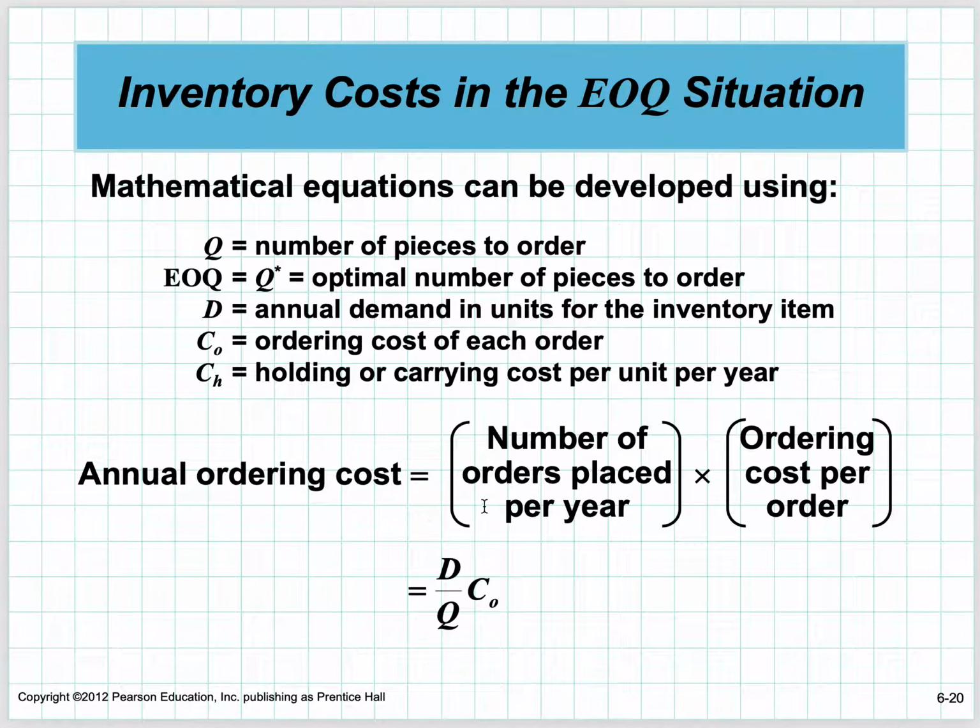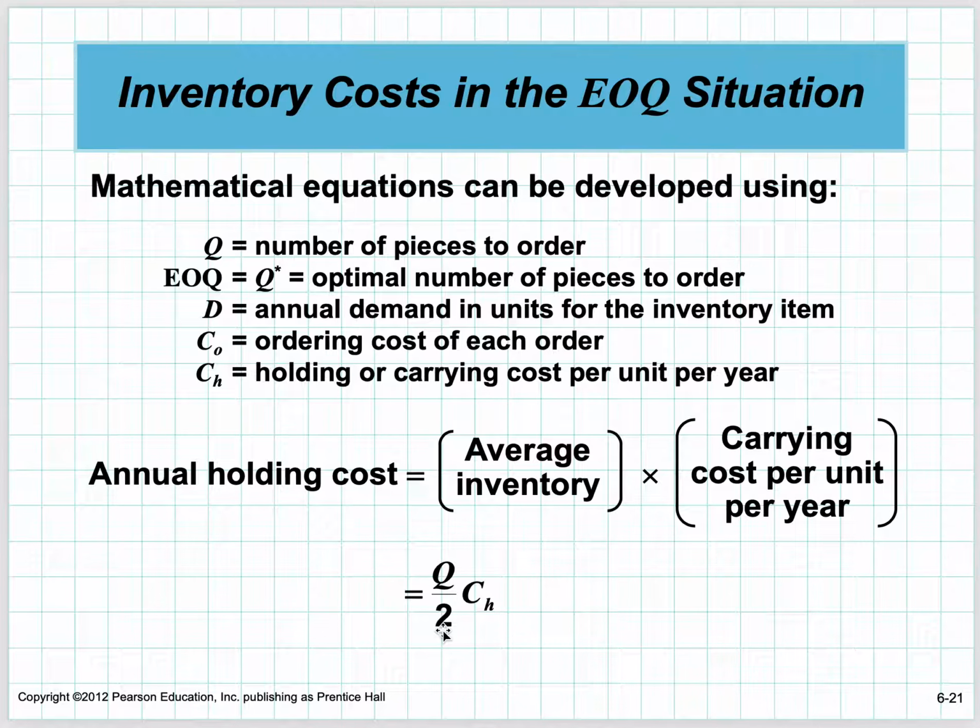So the annual ordering cost is the number of orders placed per year times the ordering cost. So the ordering cost is CO. So if the demand is D and I divide by Q, the amount I order each time, that will tell me how many. So if my demand is 1,000 and I order 250 each time, I'm going to place 4 orders per year, so 4 times the cost of ordering.